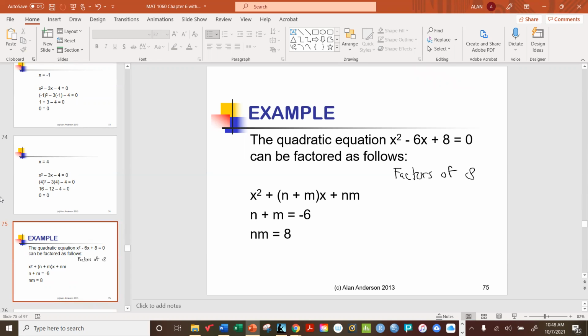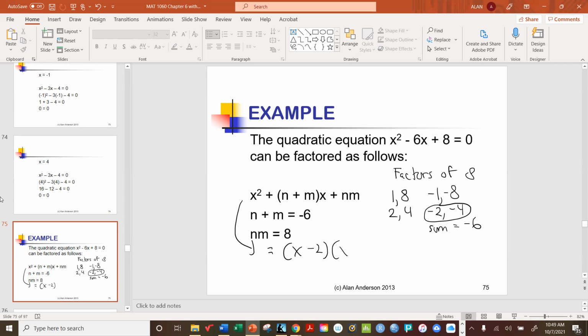So we start by finding all the pairs of numbers whose product is 8. Don't forget the negatives. And we stop when we found the one where the sum is -6. And we're done. So what that means is that the factors are x minus 2, x minus 4.